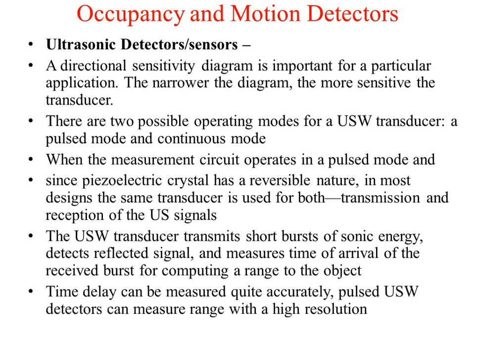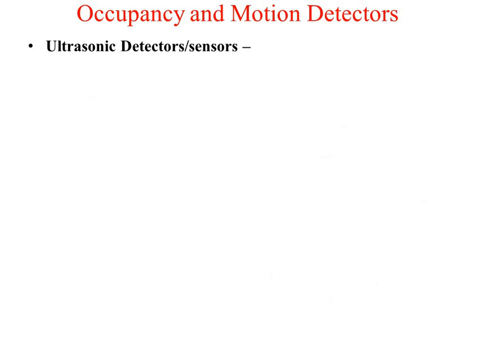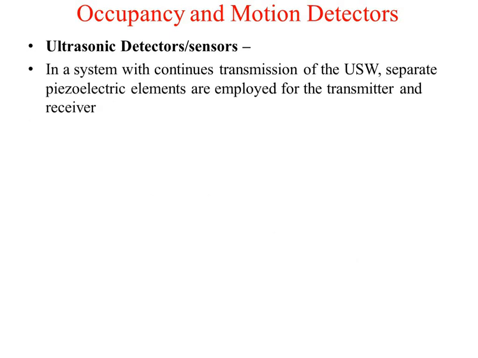Okay, so the time delay can be measured with the pulse type of USW detector with high resolution. So whenever you want to measure the distance, you should go for a pulse type of detector, and if it is in continuous mode, there is a separate piezoelectric element which is employed for the transmitter and the receiver.